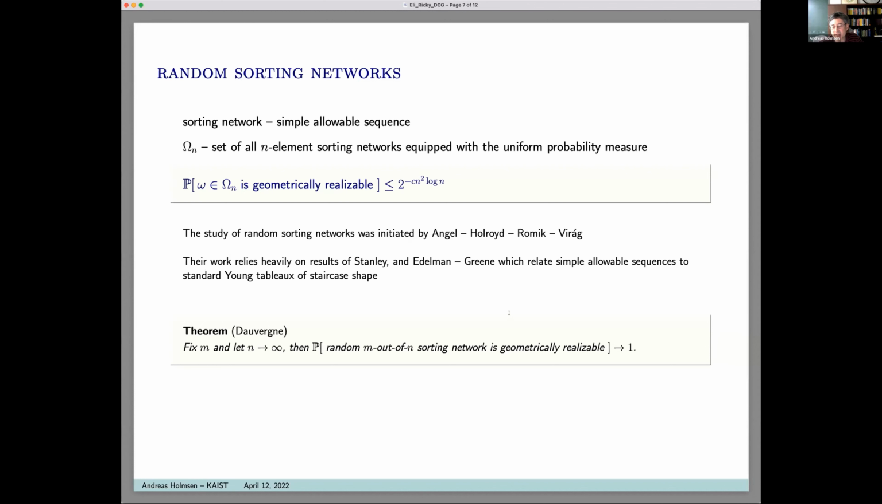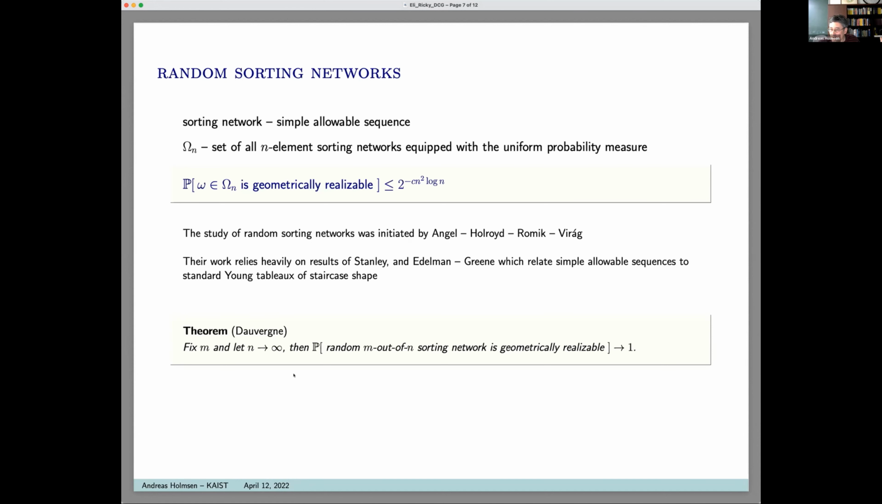One of the most spectacular results that I'll mention here, which is kind of mind-boggling, is the following. You take a random sorting network, a large one, of size n, where n tends to infinity. From this large one, you select again randomly m of the elements. If you look at the permutation sequence and fix your randomly chosen m, you will see a sub-allowable sequence only on those m. So m is 100, n is going to infinity, and you see an allowable sequence on 100 elements. Surprisingly, this will almost surely be geometrically realizable.